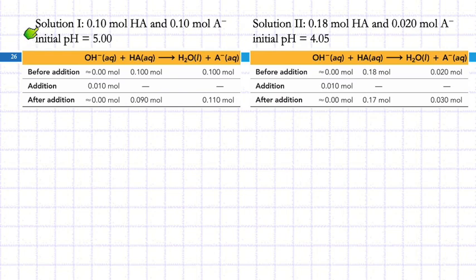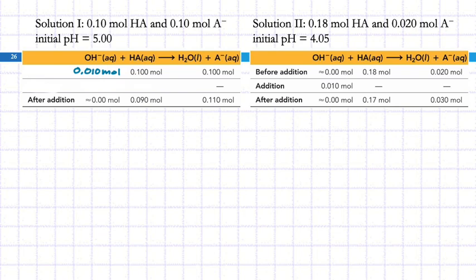So here we have solution 1, 0.1 molar in HA and A minus. Solution 2, we've got 0.18 molar HA and 0.02 molar A minus. So here the initial pH is 5. Here it's 4.05. So again, I don't like this. So we're adding 0.01 moles of sodium hydroxide to this acid.